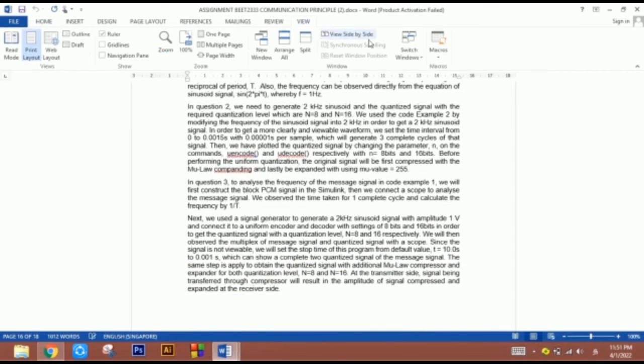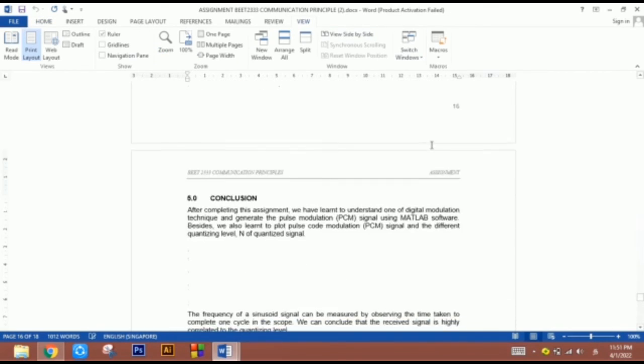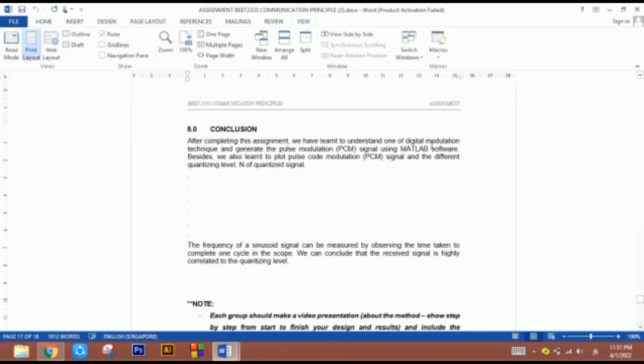In conclusion, the digital modulation technique generates the pulse code modulation PCM signal using MATLAB software. The frequency of a sinusoid signal can be measured by observing the time taken to complete 1 cycle in the scope. That's all from me. Thank you.